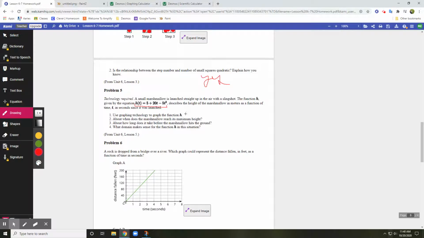So using graphing, we did that. You could add a picture if you wanted. When does the marshmallow reach its maximum height? The answer is 2 seconds. How long does it take for the marshmallow to hit the ground? That's going to be at the 0. That's when y equals 0.